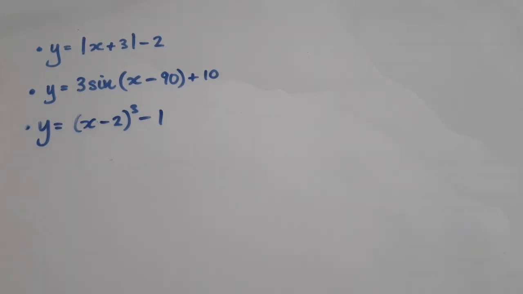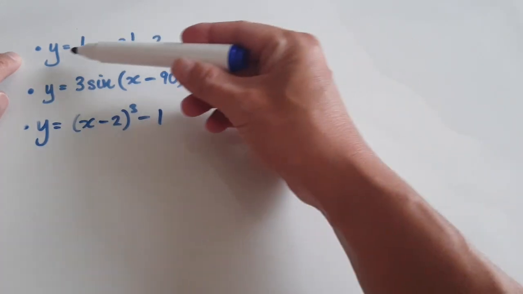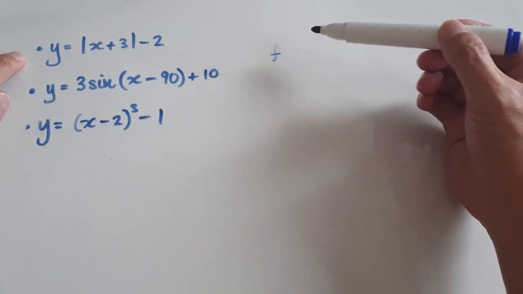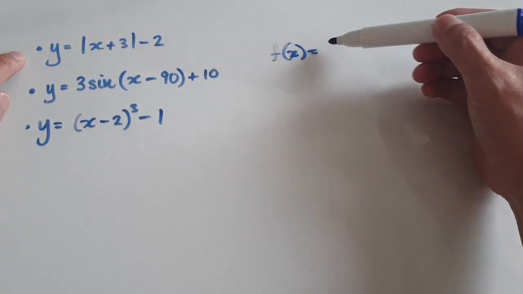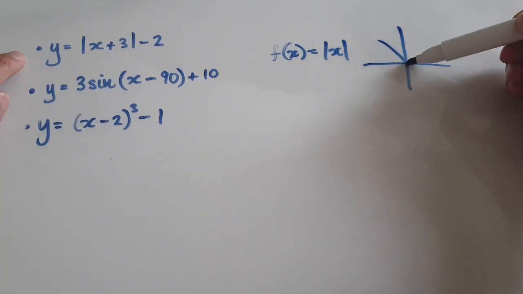Let's give you guys some more examples of function transformation. So someone asks you to sketch this complicated graph. Start out with f of x equals absolute value of x. So you will know that it will look like this.